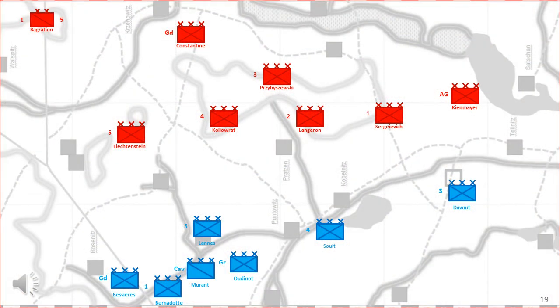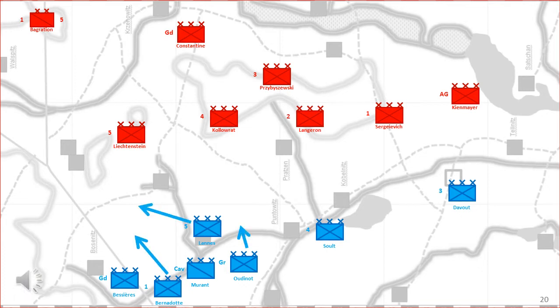This was the position at 1800 hours on the 1st of December. Napoleon had evacuated the Pratzen Heights on the 30th of November. The Allies then decided to occupy this rather good defensive position, securing the position by the 1st of December, in this particular case at 1800 hours.